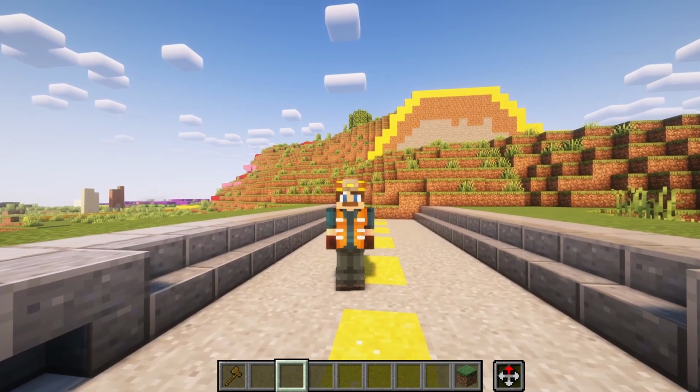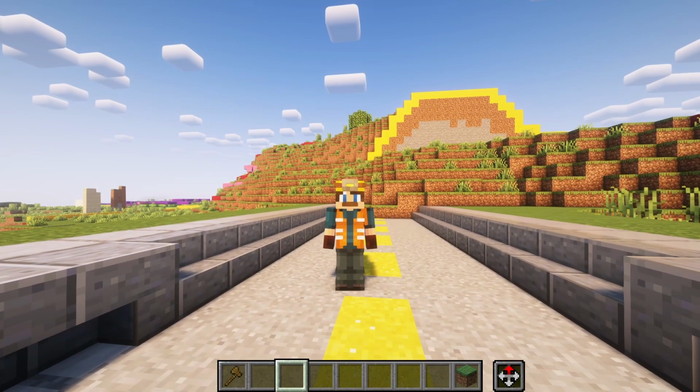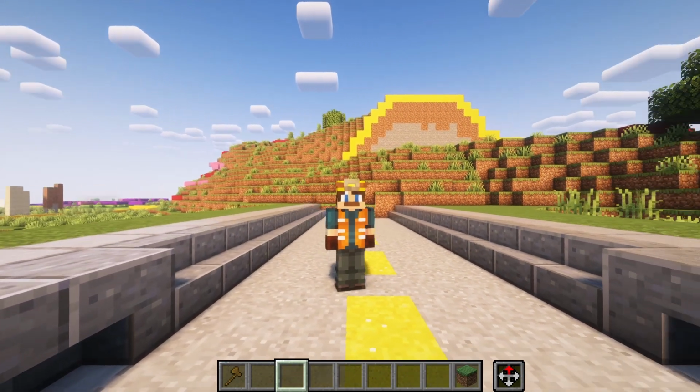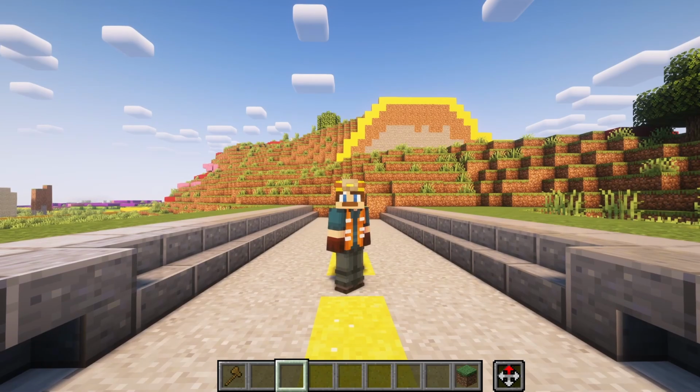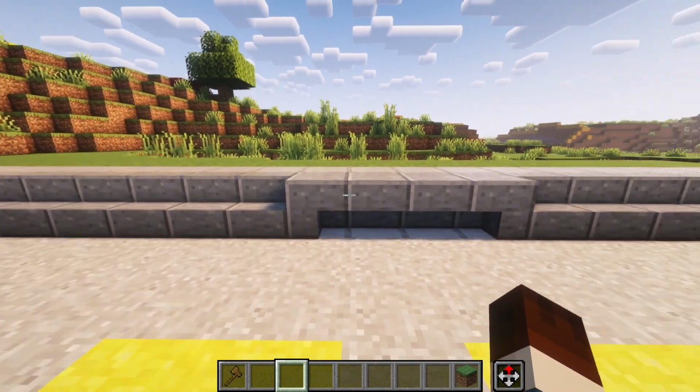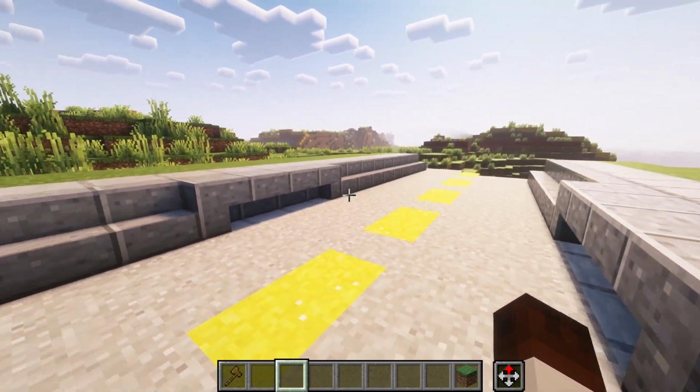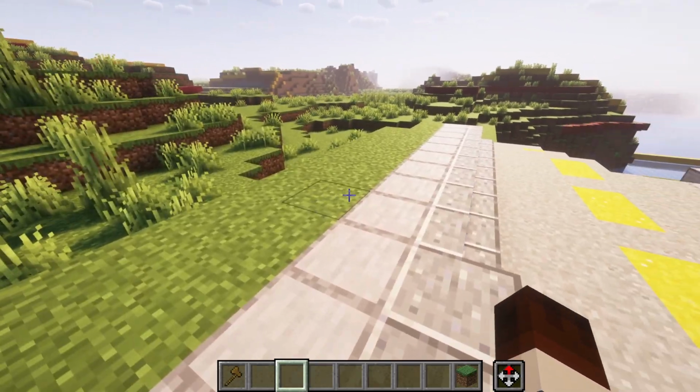In the real world of civil engineering, drainage systems are designed to channel water away from roads and buildings to prevent flooding. We use things like I described before, like gutters and storm drains and underground pipes to direct the water to safer locations.